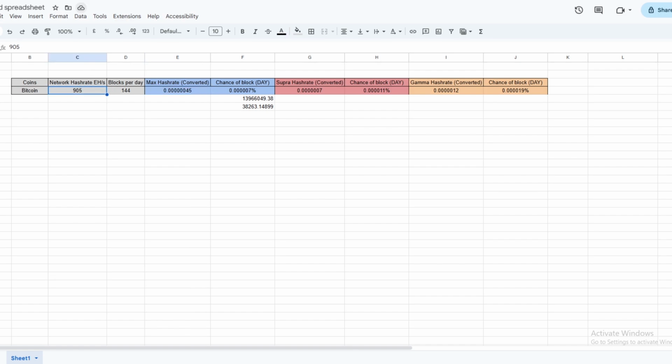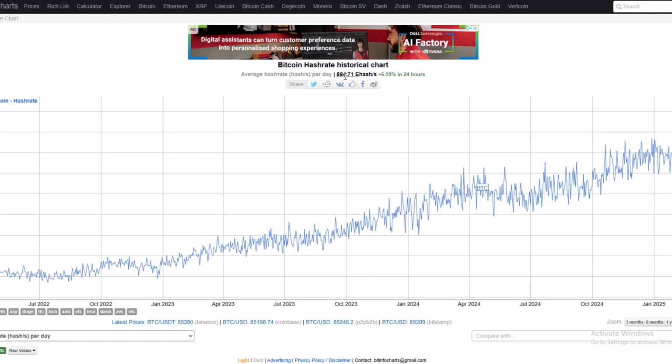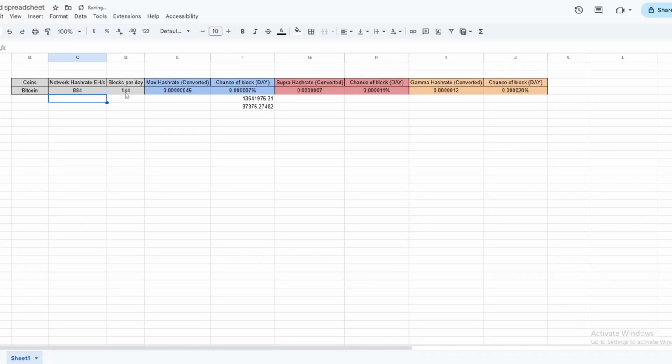So current network hash rate, if we actually take that figure there, we're going to go with 884. And the blocks per day is going to be 144. So that's 1 block every 10 minutes. So because we know the exahash on the network and now we know the blocks per day. So as I said, that's 144. So every 10 minutes, Bitcoin network hits a block. And that means that there's going to be 144 within the day.